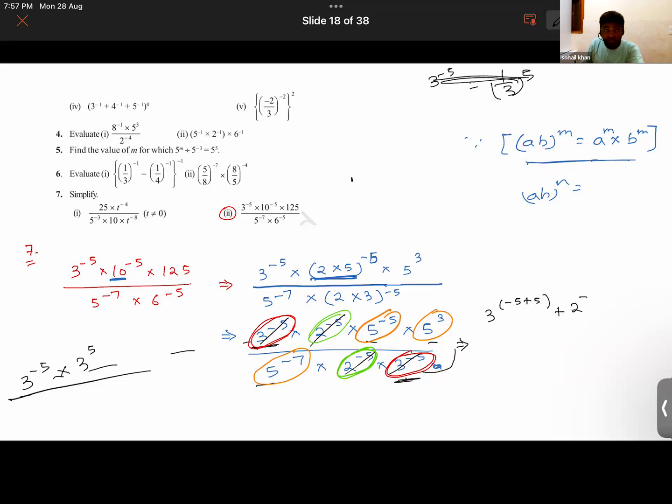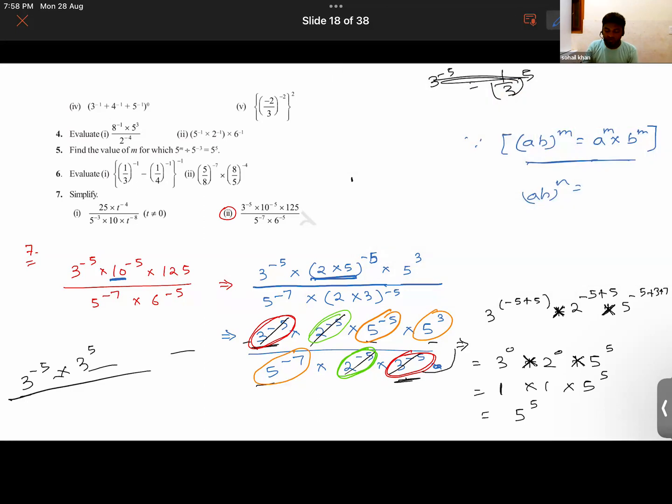Then take another number, 2 raised to the power minus 5 plus 5, then 0. 5 raised to the power minus 5 plus 3 plus 7. Now 3 raised to the power 0, 2 raised to the power 0, and 5 raised to the power what? How much? 7 plus 3 minus 5 is 5. So 3 raised to the power 0 here. It's in multiplication, sorry, they are not in addition. So it's 1. It is also 1. It is 5 raised to the power, whatever it is. So you are getting this value here.